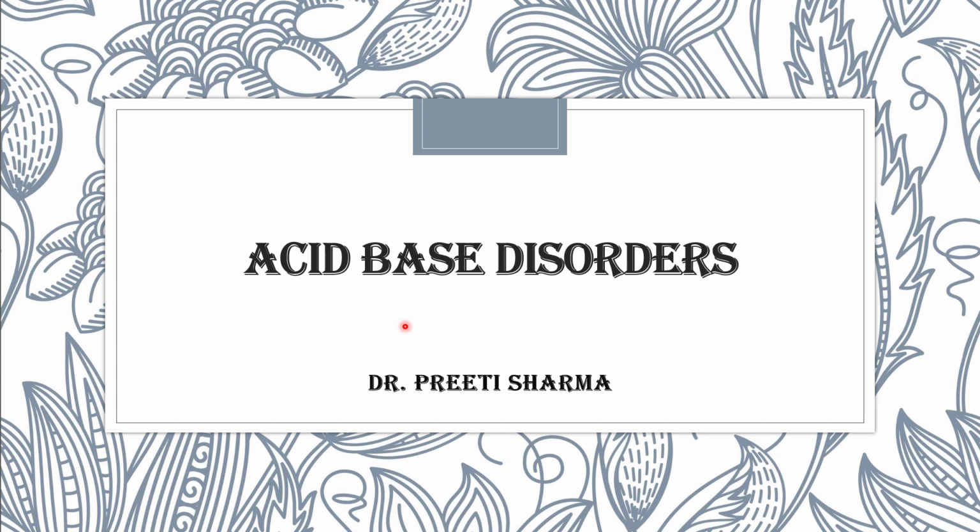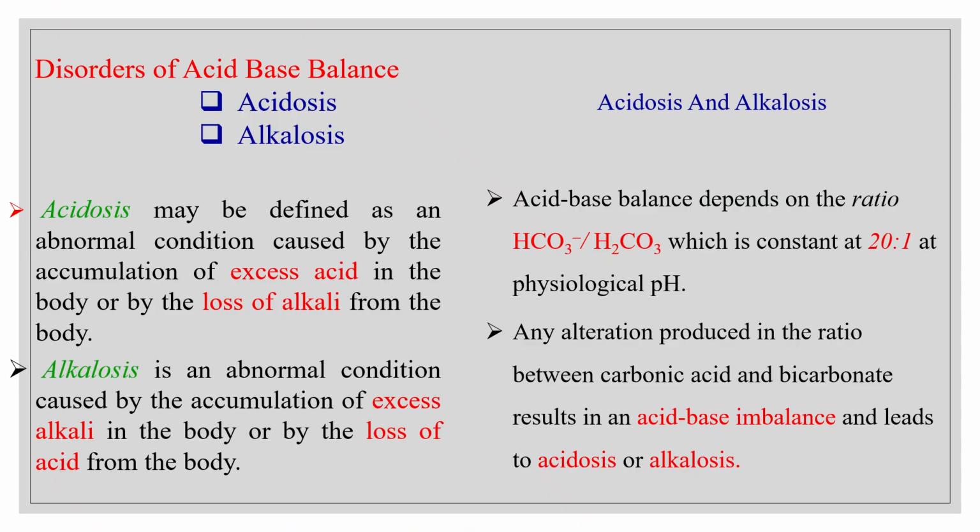So let's discuss acid-base disorder. Before acid-base disorder, I had a comprehensive discussion on the acid-base balance in the body. Actually, acid-base disorders occur when the body's normal balance of acids and bases is disrupted, causing the plasma pH level to deviate from its normal range. So we will see here.